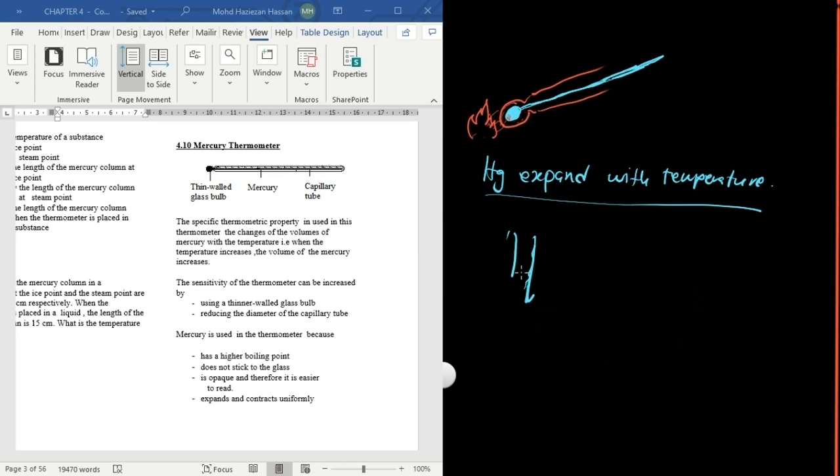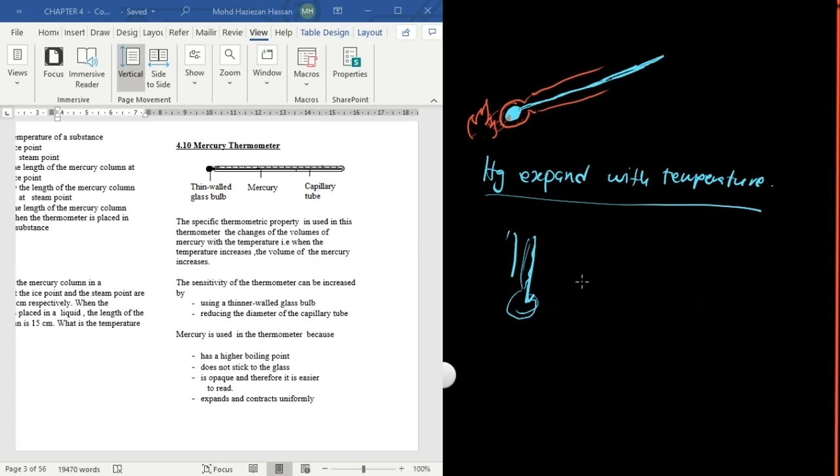And then it is opaque. That means light cannot pass through, so we can easily observe the level of the mercury. If we use water, water is transparent, so we cannot easily see the level shown by the water. And then it expands and contracts uniformly. Due to its property, it expands and contracts uniformly.